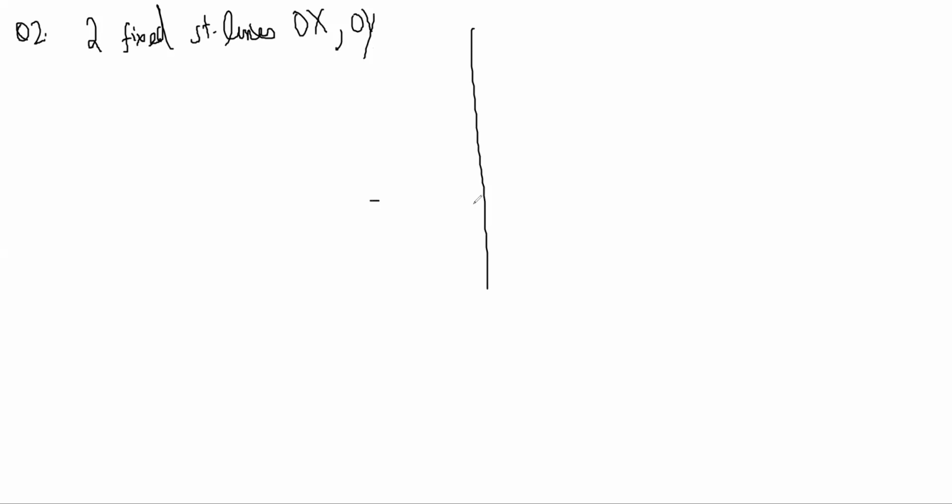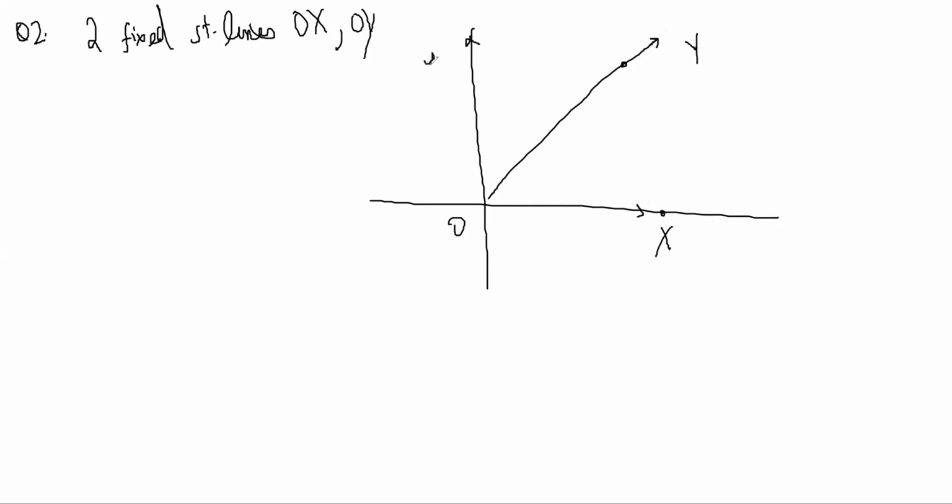Okay. So, question 2. Two fixed straight lines OX and OY are cut by one other line. So let's take O is here, X is here, and Y is here. So these are two fixed lines. I will take one of them as the x-axis for making our calculation simpler, right? The other one will be at an arbitrary angle. Right now we don't know that angle.